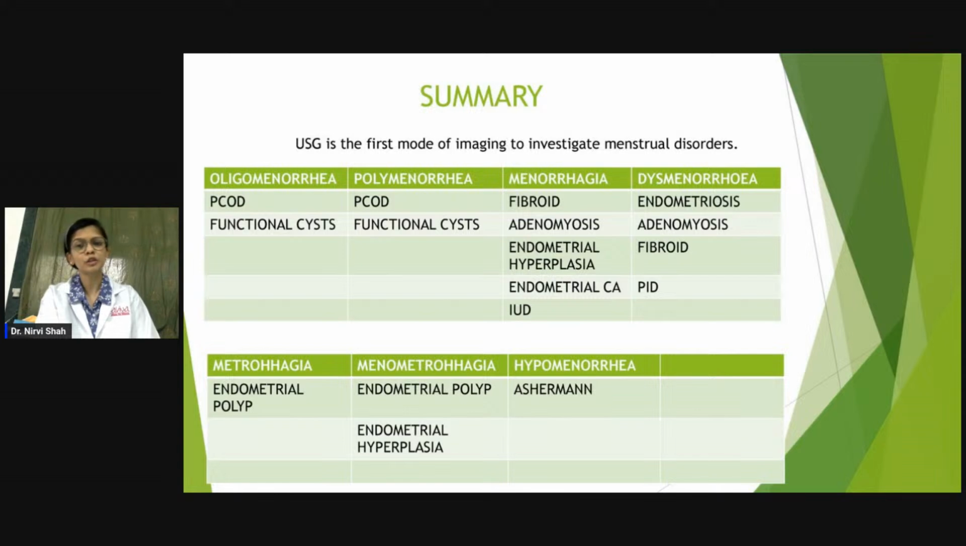Dysmenorrhea again has endometriosis, adenomyosis, fibroid, and PID also, like I said; hydrosalpinx can be seen on a transvaginal ultrasound. Menorrhagia and menometrorrhagia would have endometrial polyp and endometrial hyperplasia, and hypomenorrhea would have Asherman's. These are only the USG-based causes which I have just summarized. So whenever a patient comes to you with menstrual disorders and you're about to do a TVS, this is the thing which you keep in your mind. Okay, thank you. If you have any questions, please let me know.